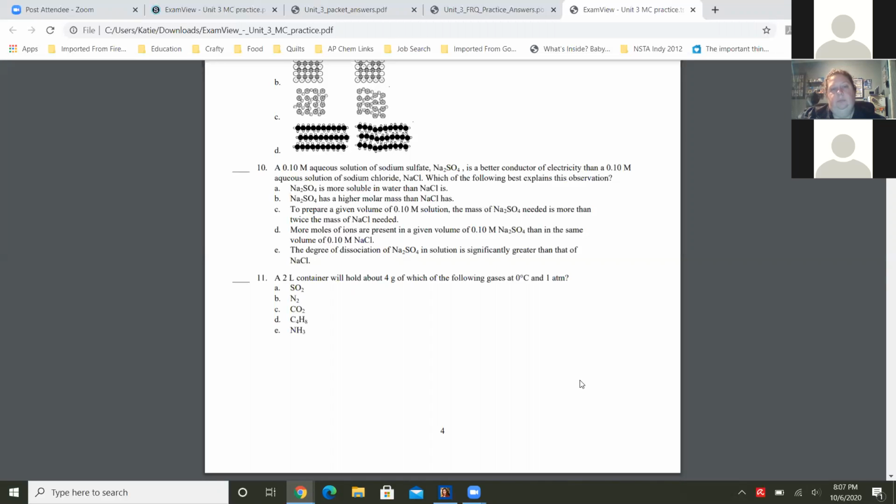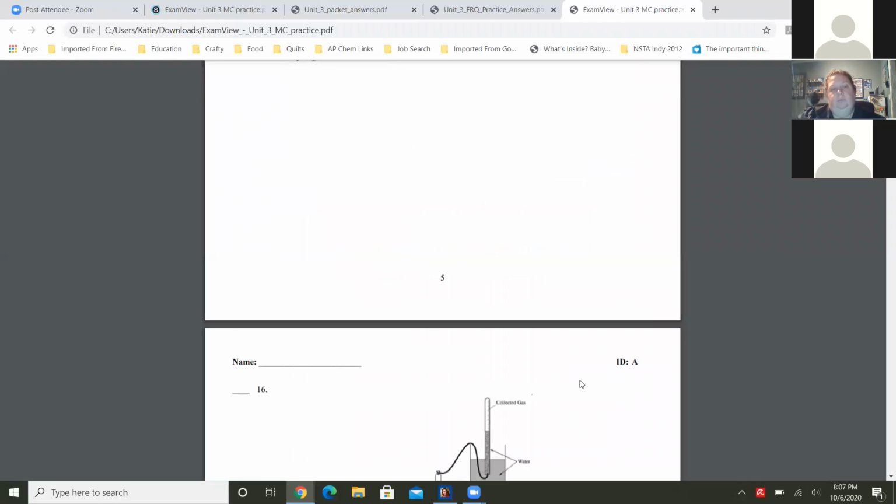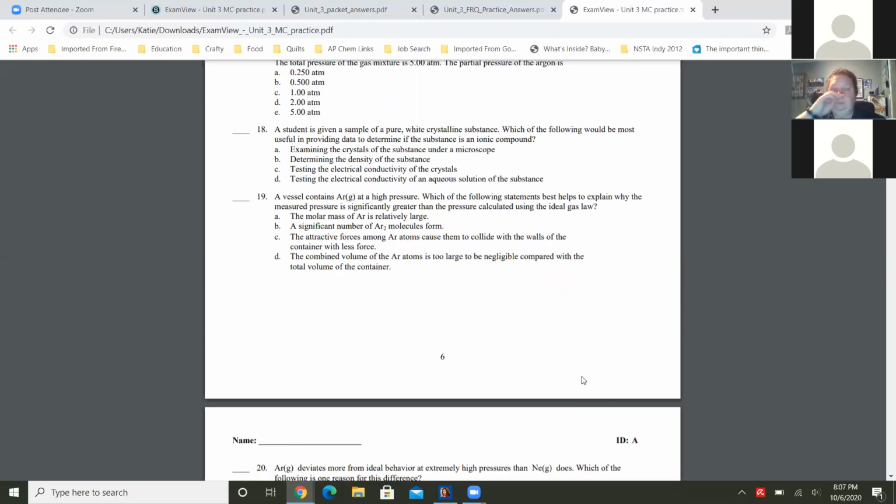And then on question 19, I wasn't sure how to approach it. All right, so this is about what makes gases act non-ideally, or what makes them deviate from the ideal gas law.